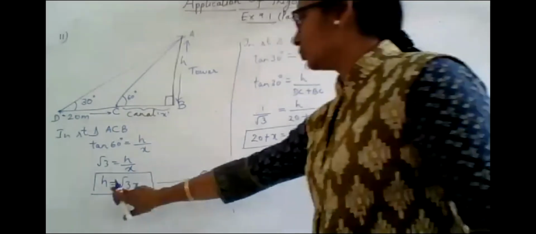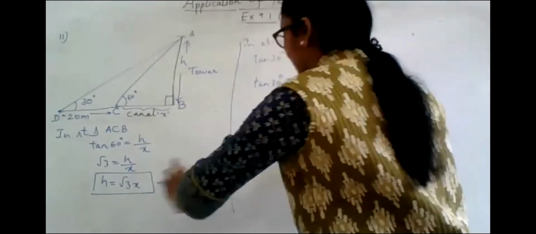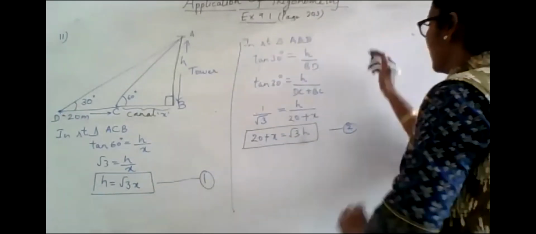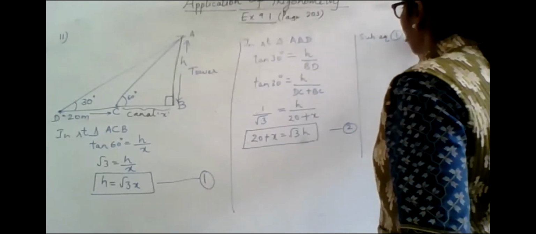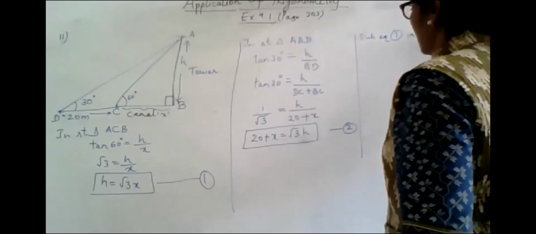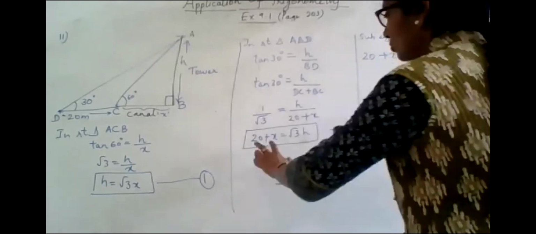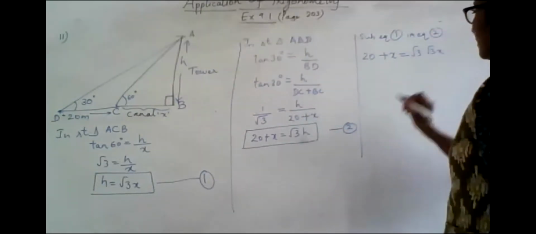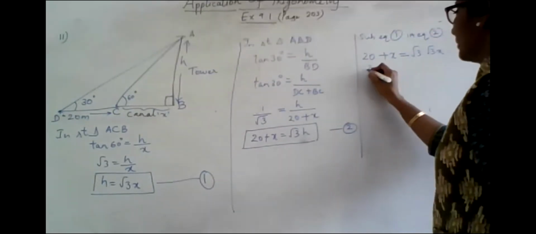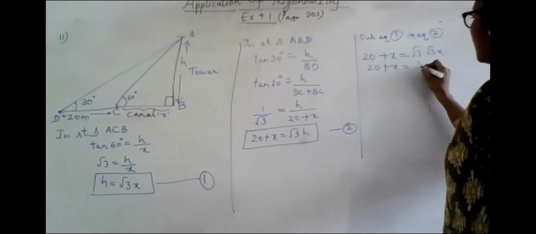Now I am looking at equation 1 and 2. I can substitute for h as root 3 times x, so I will get an equation in x. So substituting equation 1 in equation 2, my equation 2 will remain like this on the left hand side. No change in the left hand side. Root 3 times h, I put root 3 times x. So I'm going to get an equation in x only. So 20 plus x equals root 3 into root 3, which will be 3x.